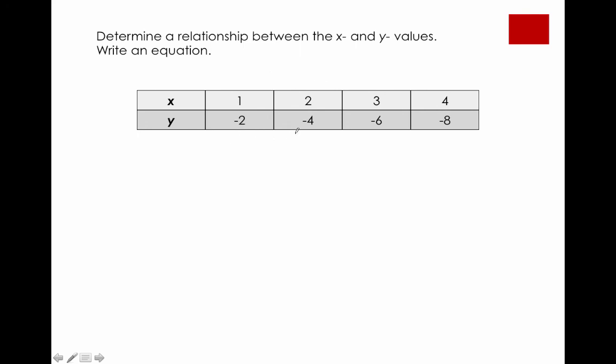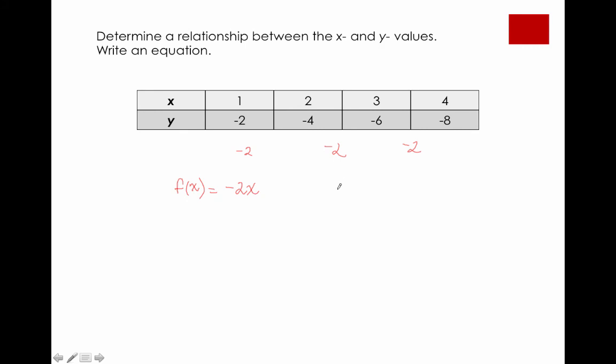What is happening to my Y value? Well, every time I increase my X by 1, my output decreases by 2. See how that decreases by 2? This one also decreases by 2, and it decreases by 2. Every single time I increase my X by 1, my Y decreases by 2. So let's go ahead and write that. Every time I'm increasing X by 1, my Y decreases by 2.